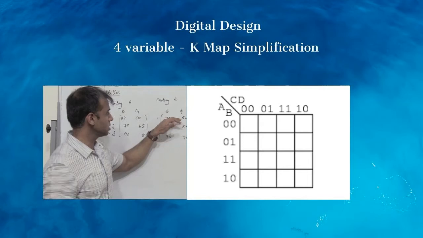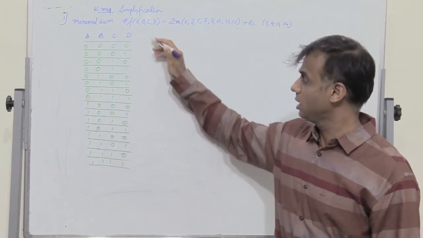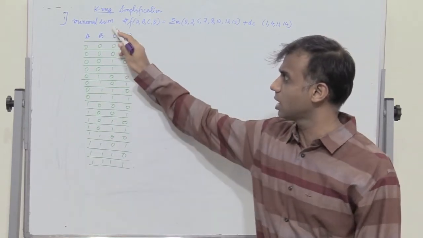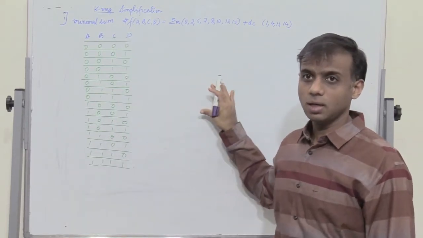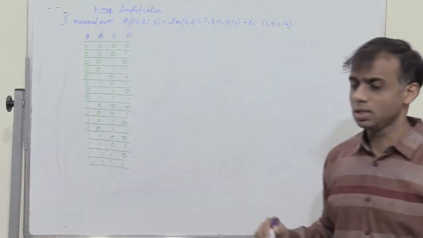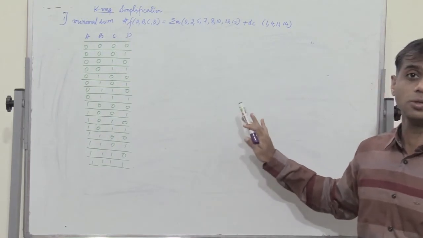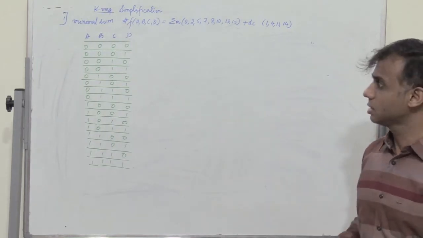Welcome back. So let us take a few examples and let us see how we can simplify the given expression and get the minimal sum using K-map. So here we have four variables A, B, C, D. So we have to construct a four variable K-map and then we need to simplify and get the minimal sum.